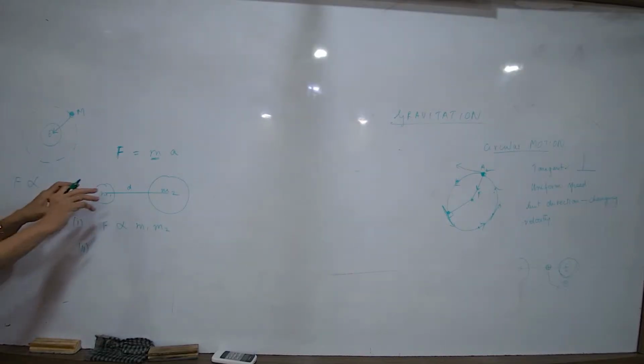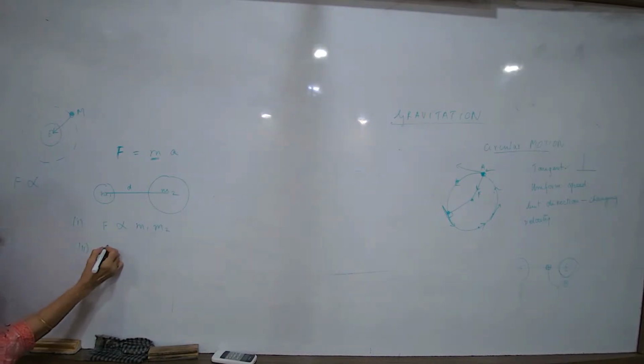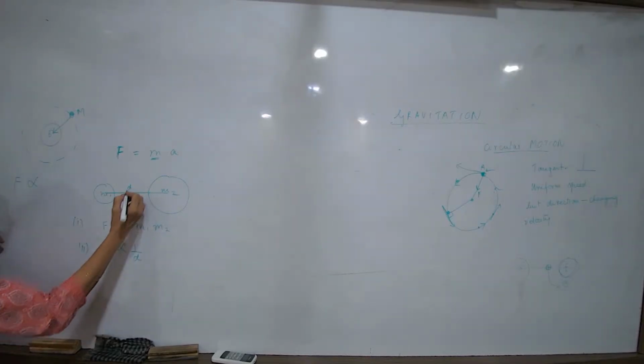What happens if the two objects are very far away? What will happen to the force? Will it be more or less? Less. It will definitely be less. Just think about two magnets. If the magnets are very close to each other, the magnetic force will be more. But if the two magnets are moving very far away, what happens to the force? The force will be very less. So this force is also inversely proportional to the distance, this d.